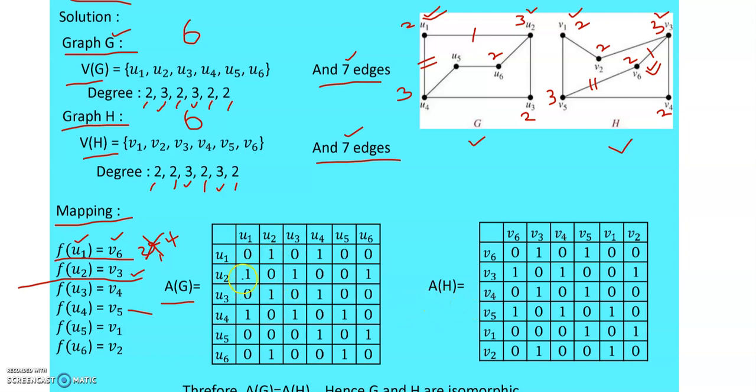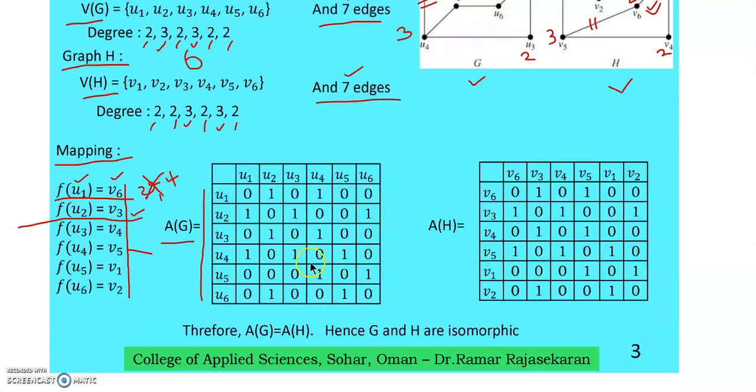Here one important thing, this is the order u1, u2, u3, u5, u6. When you create the mapping, u1, u2, u5, u6, I write the same order. Now you see what is the order here? v6, v3, v4, v5, v1, v2. You have to write the same order, then write the adjacency matrix from this graph H. Definitely the two matrices are similar, therefore we can say that the adjacency matrix of G is equal to the adjacency matrix of H. So from these two adjacency matrices we can say that the graphs G and H are isomorphic after mapping this.